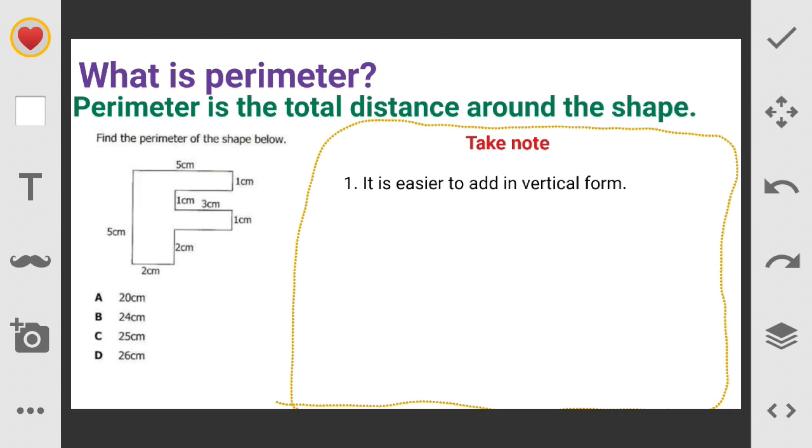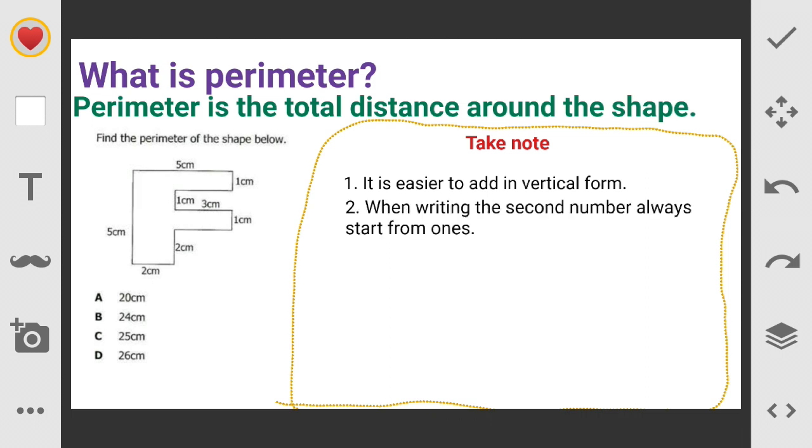Vertical form is where you put one number on top and the other one on the bottom. So it is easier when you add them in vertical form. Even if you are given a lot of numbers, like in our figure there, it will be easier for us to add them in vertical form. Even if the numbers were 4-digit figures, or even if there are 10 of them, it is easier to add them in vertical form.